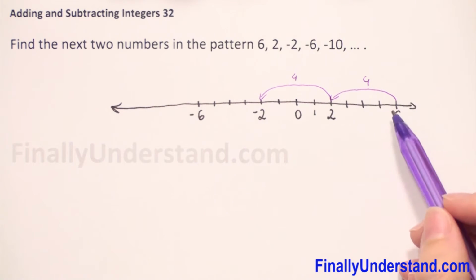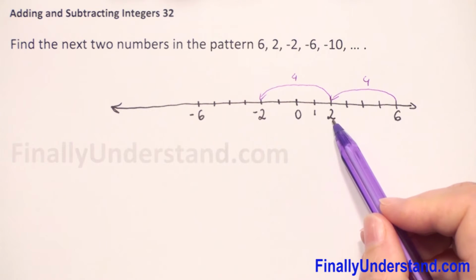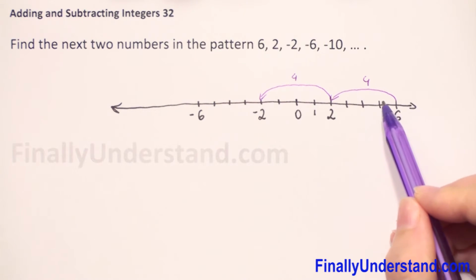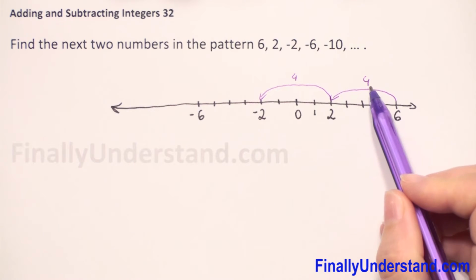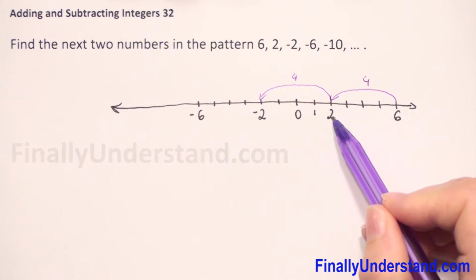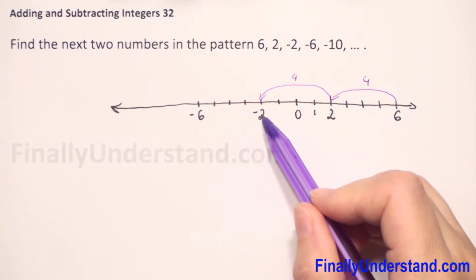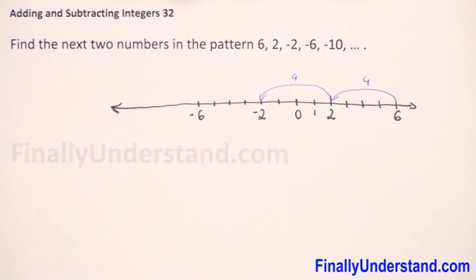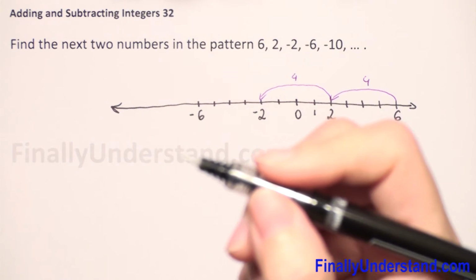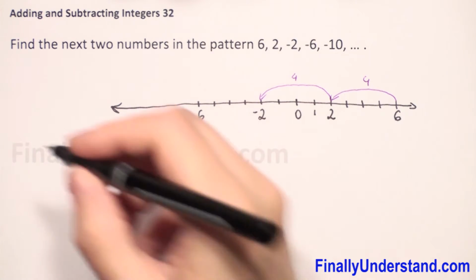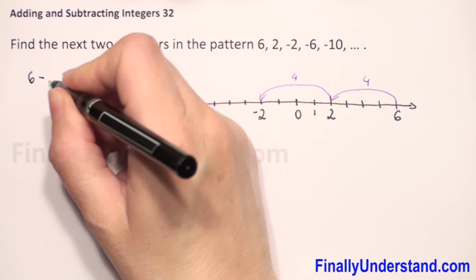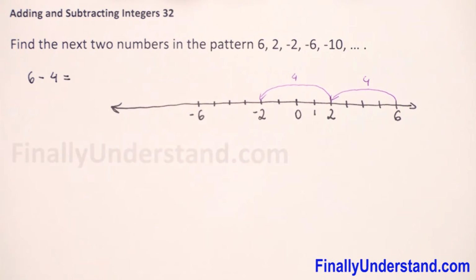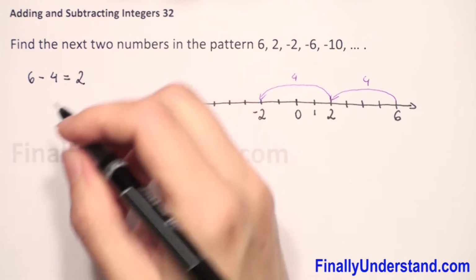So we see that what we have to do to get from 6, because we are moving to the left side, we have to subtract 4 to get the second number of our pattern. And next, when we subtract from 2 another 4, we will have the third number of our pattern, and so on. So let's write this. So we have first 6 minus 4. So this is 2.